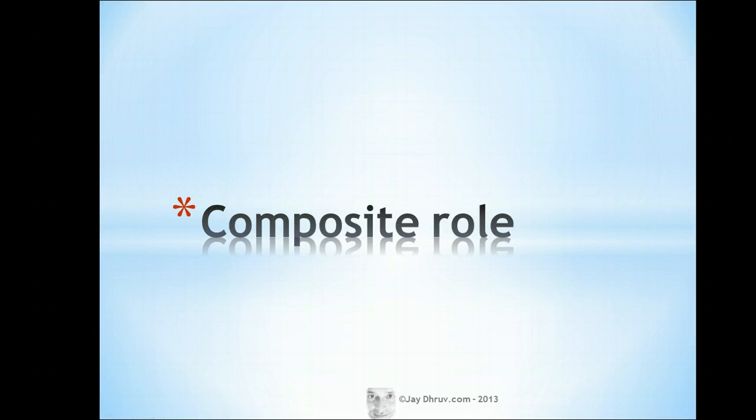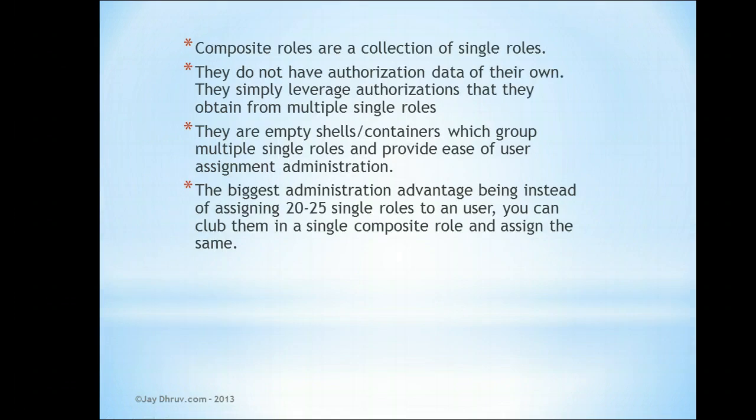Let us look at what a composite role is in more detail. Like I iterated before, composite roles are nothing but a shell, which is a grouping of many single roles. They do not carry either a profile of their own or authorization data of their own. They simply leverage authorizations that they collect from multiple single roles. They are empty shells, containers, which group multiple single roles and provide ease of user assignment administration.